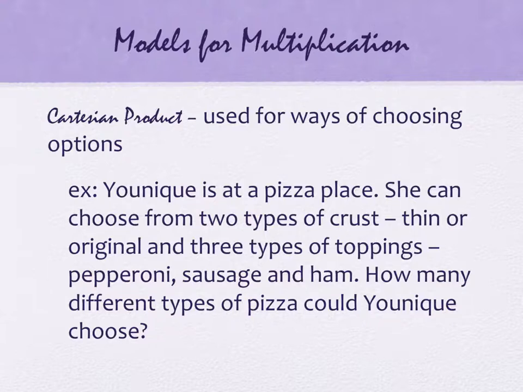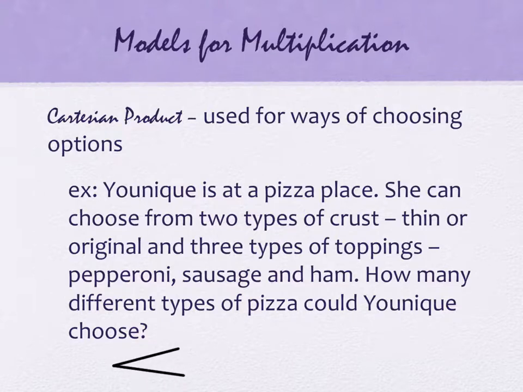How many different types of pizza could Unique choose? So this is a Cartesian product because of the choices that she has to make, and I can show you how we think about options with choices. So we're actually going to draw something called a tree diagram. You may or may not be familiar with these.